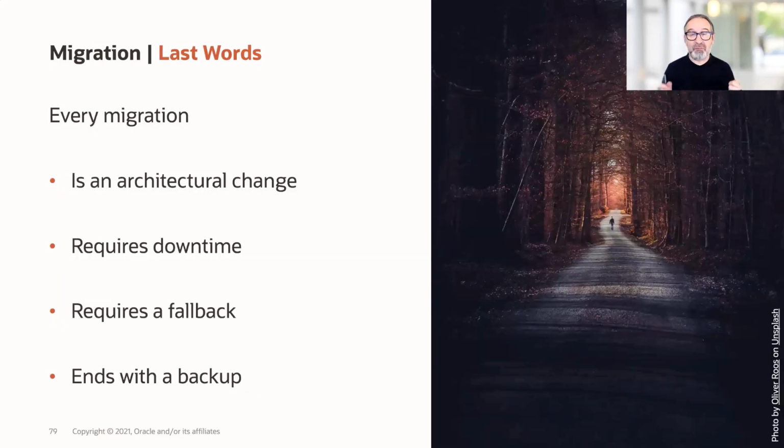So a final summary, the last words, I wouldn't call them the famous last words, but the last words here for the migration. Every migration is an architectural change. It's nothing you just implement right now. You need to think about it carefully, and you need to plan it. It requires downtime. That's a fact. It requires a fallback. You should have that in place. And it always ends with a backup. So once you are there, keep in mind, you're now in a new architecture. So you need to take a level 0 backup, a complete image file copy backup, or whatever your strategy is. You need a backup. And with that, I think we go on from here.